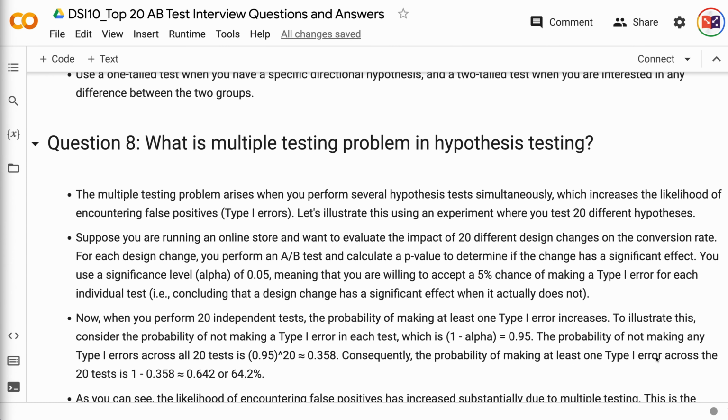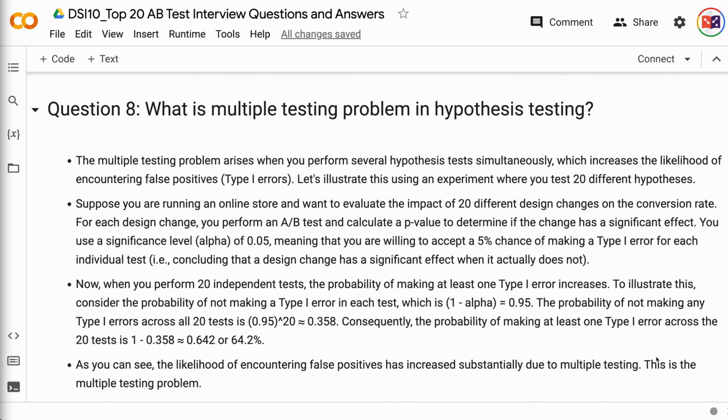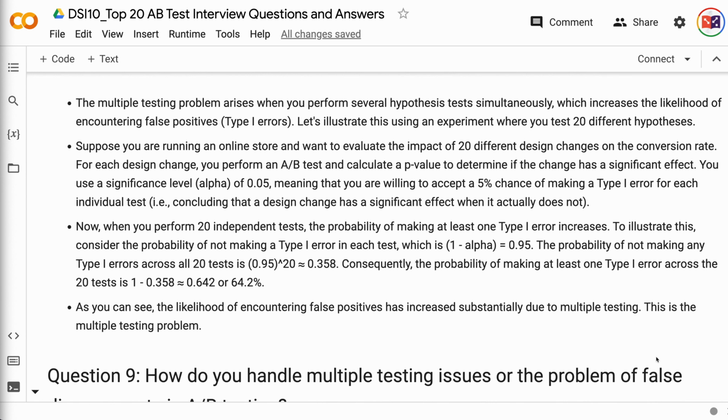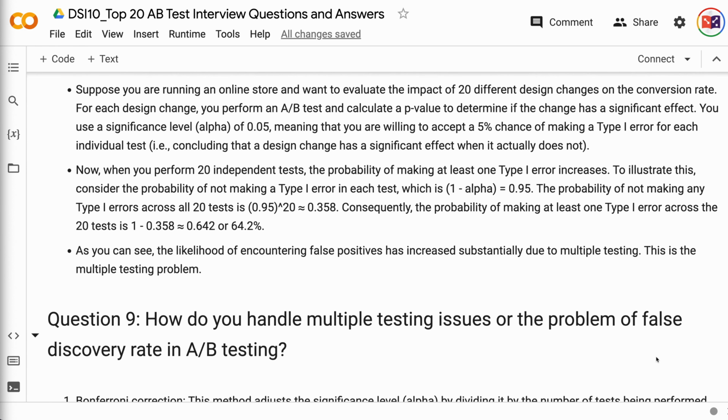Question 8. What is multiple testing problem in hypothesis testing? The multiple testing problem arises when you perform several hypothesis tests simultaneously, which increases the likelihood of encountering false positives. Let's illustrate this using an experiment where you test 20 different hypotheses. Suppose you are running an online store and want to evaluate the impact of 20 different design changes on the conversion rate. For each design change, you perform a test and calculate a p-value to determine if the change has a significant effect. You use a significance level of 0.05, meaning that you are willing to accept a 5% chance of making a type I error for each individual test.